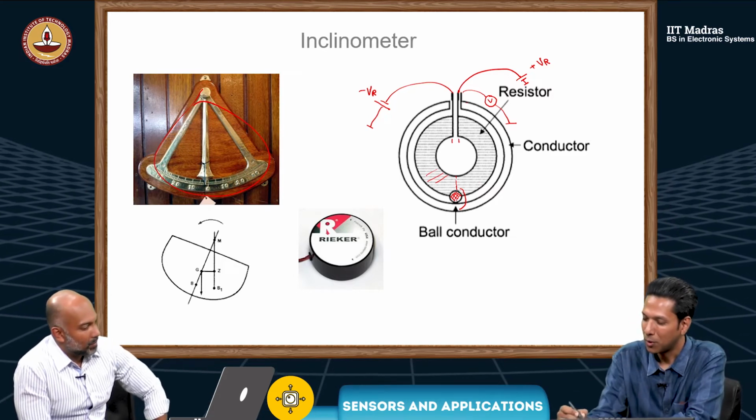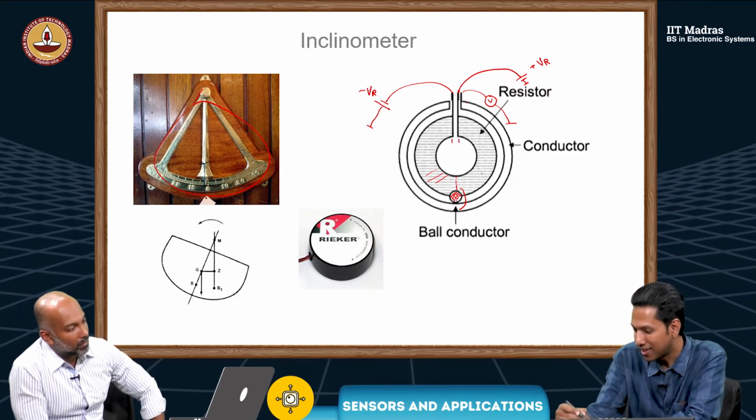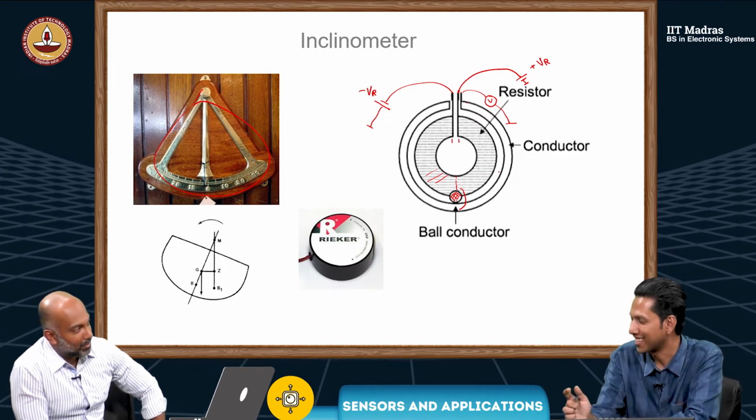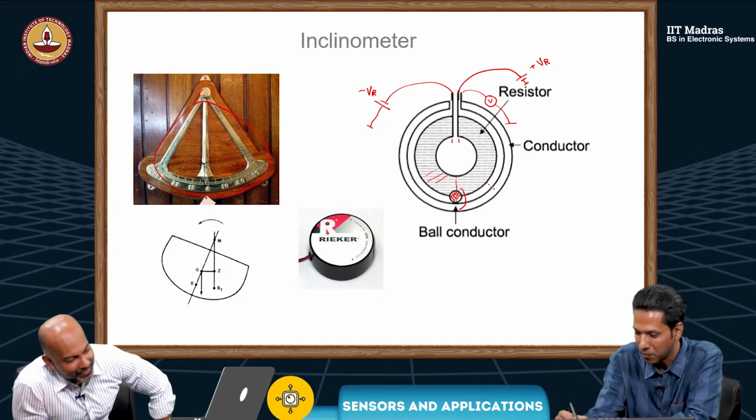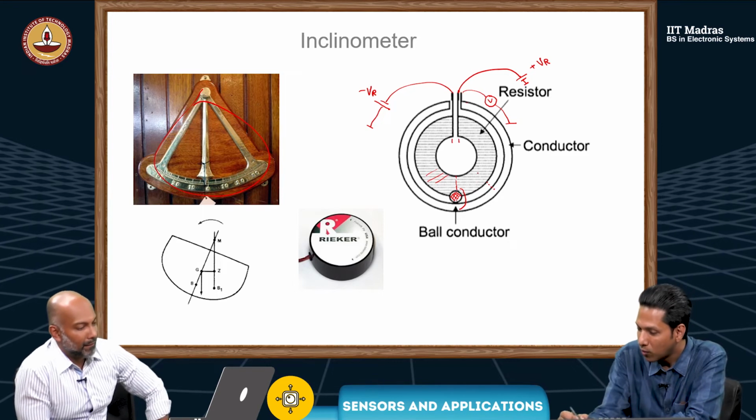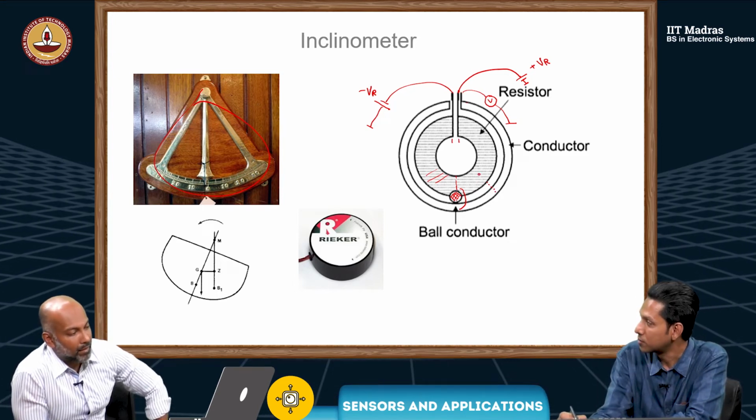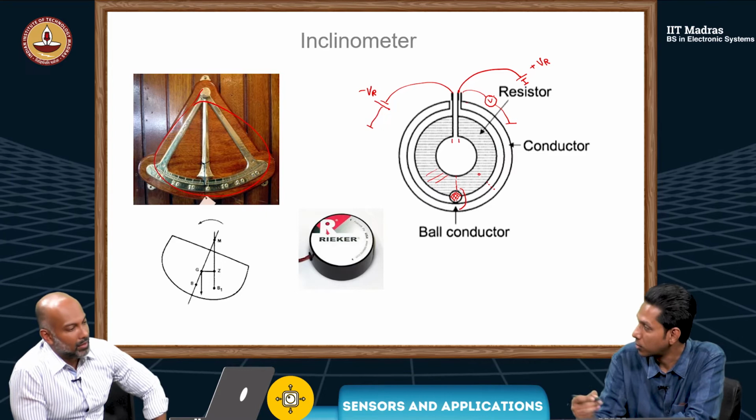So for now, let's say I cannot rotate the structure, and the ball is somewhere here. That means the corresponding voltage I will get here will be measured by this.